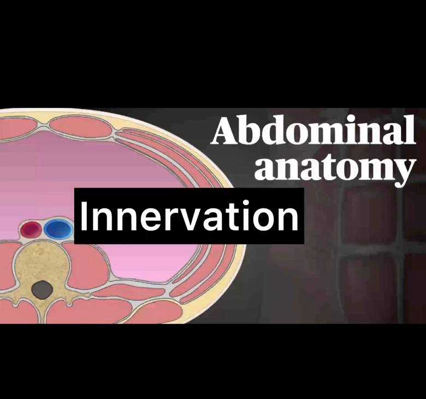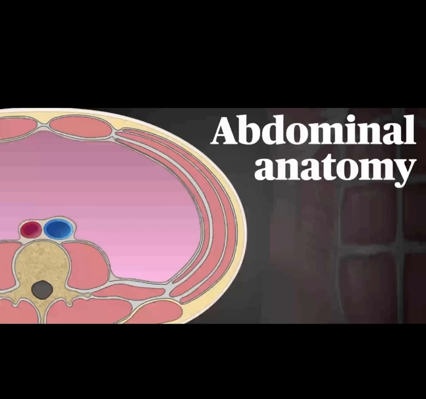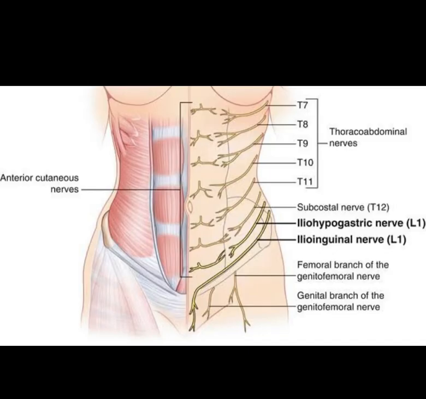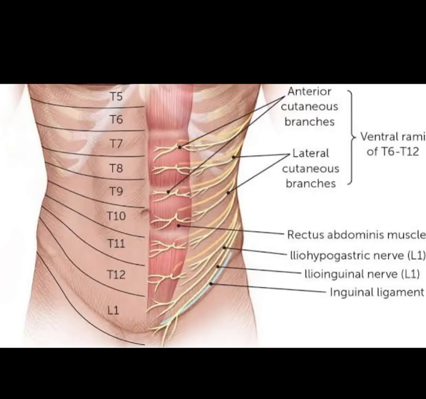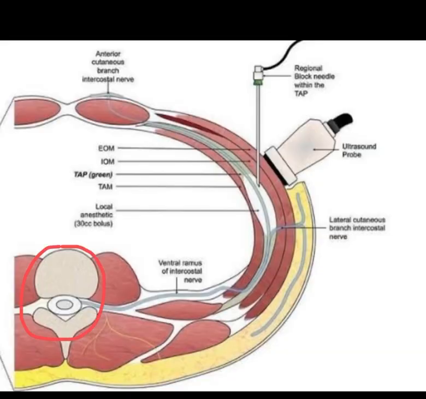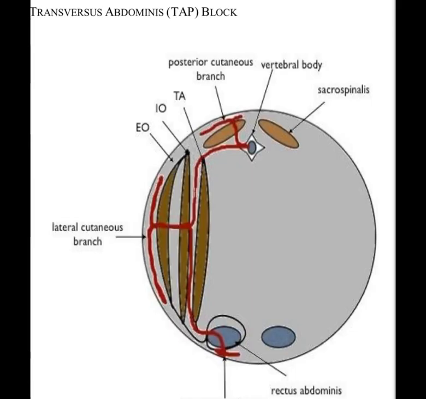And now the innervation. The innervation of the anterolateral abdominal wall arises from the ventral rami of the spinal nerve T7 to L1. Spinal nerve arises from the vertebral foramen. And the ventral rami runs between the external oblique and the internal oblique and pierces the rectus abdominis and forms anterior cutaneous branches. In the midway, it also pierces the external oblique and forms lateral cutaneous branches.